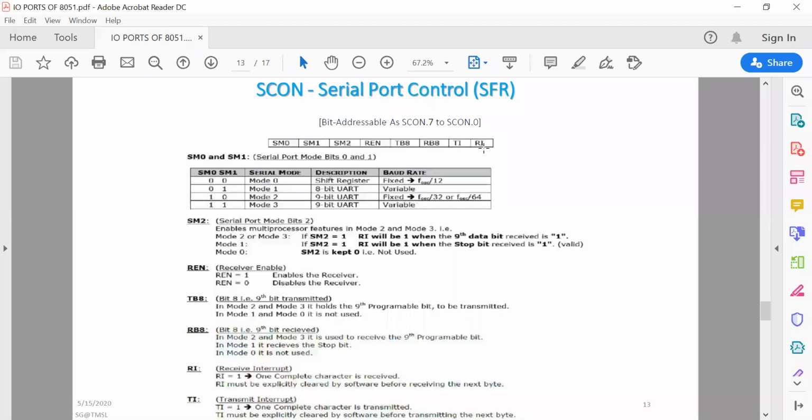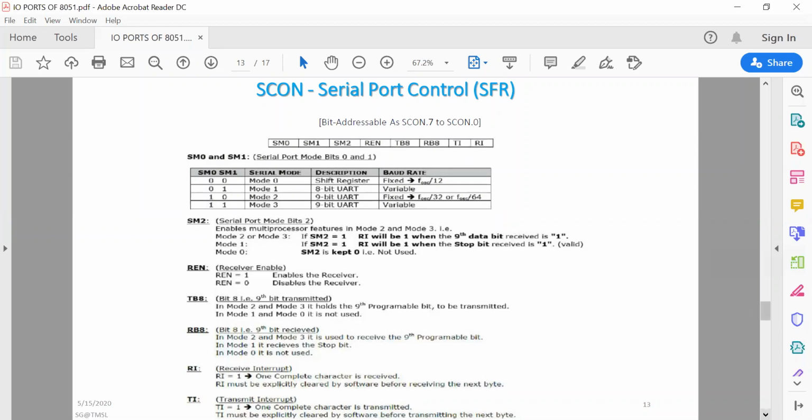When all the 8 bits are received, this RI bit of the SCON register is automatically set to show that one byte is already received, and it also prevents reception of any further character until it is cleared by the program. Okay, so during this transmission, what happens?